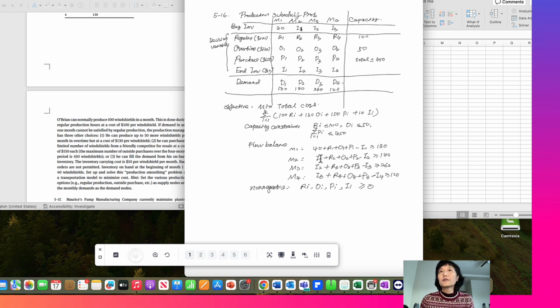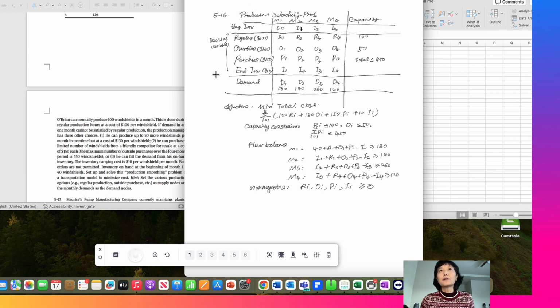The same thing you can do for month 2. The ending inventory of month 1 equals the beginning inventory of month 2. So the total supply of month 2 is I1 plus R2 plus O2 plus P2 minus what you want to carry over to next period, I2. This should be greater than or equal to 140. You can do the same for month 3 and month 4, plus the non-negative constraints. So this looks good. At this point, you're ready to set up the Excel spreadsheet.